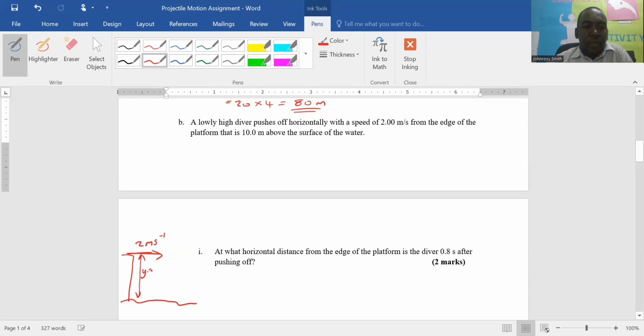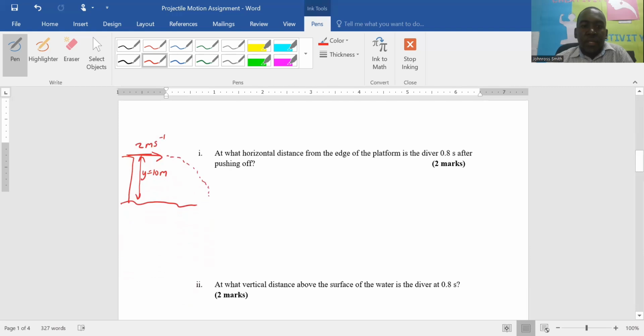This y is going to fall 10 meters. So that means it goes down like this, right? So it says at what horizontal distance, which would be x, from the edge of the platform is a diver at 0.8 seconds. Let's say this is a time of 0.8 seconds.